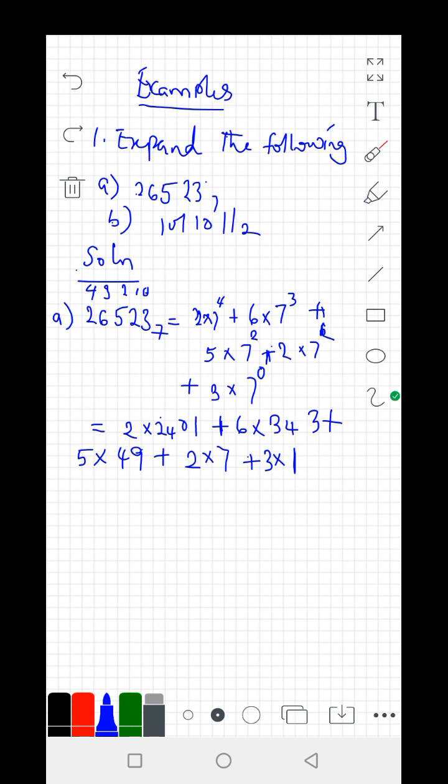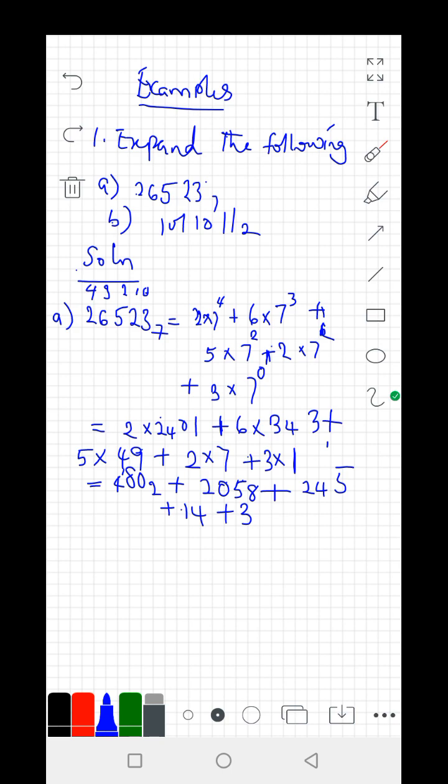2401 will be what? Will be 4802 plus 6 times 343. 343 times 6 will be 2058 plus 5 times 49 will be 245, and we add 2 times 7, which is 14, plus 3 times 1, which is 3.